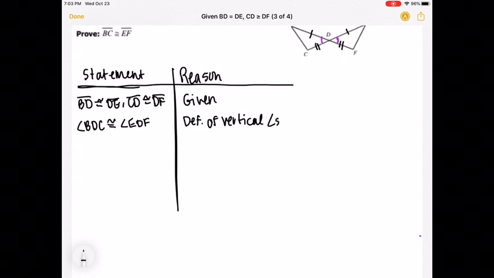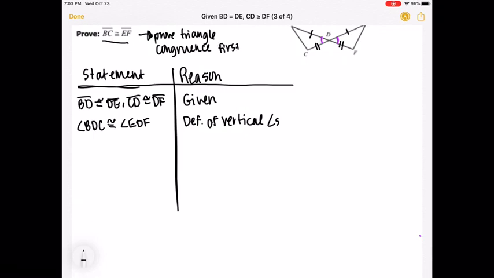All right, now I'm looking next. If I'm trying to prove either segments or angles, I want to write up here, prove triangle congruence first, because you have to establish that before you can prove that a segment or an angle is congruent.